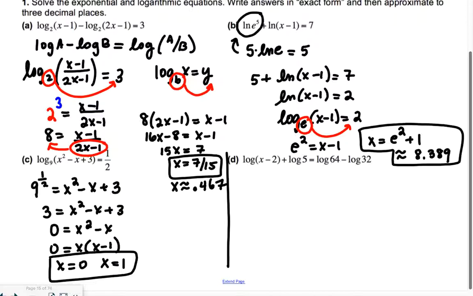All right, so the next one, we got a lot of combining we can do. All right, put your computer away, please. So we have log 64 minus log of 32, so we're going to combine these two. We can combine them with division, so it's like 64 over 32. So we get log of 2.